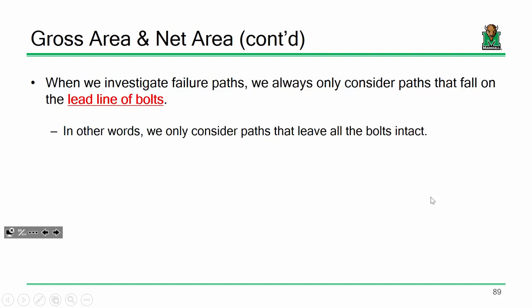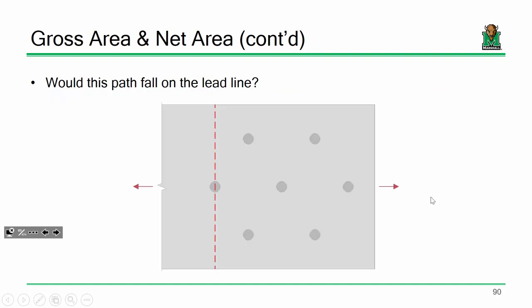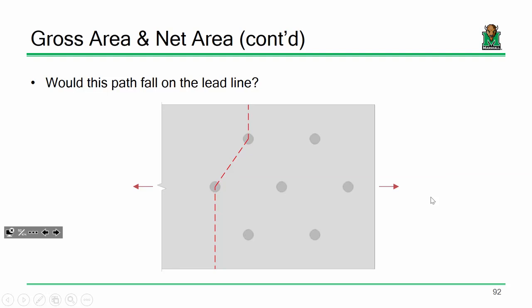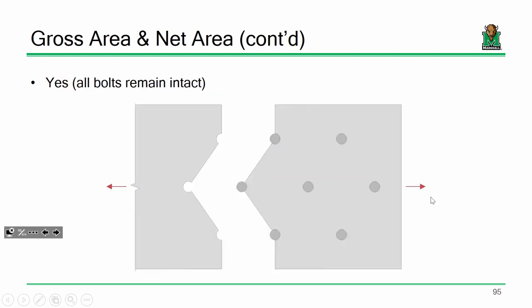Now, the one thing I want to make sure everybody's clear on is this whole concept of the lead line of bolts. If you've got a connection, the lead line is the line, or the group of bolts, that if the member fractures along that line, all of the bolts remain intact. So for instance, if we have a path like this, would the path fall on the lead line? And the answer is yes, because all the bolts remain intact. If we did this one, yes, they remain intact, that one, yes, they remain intact.